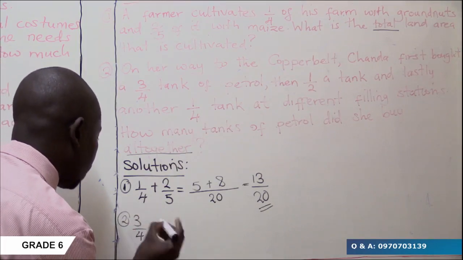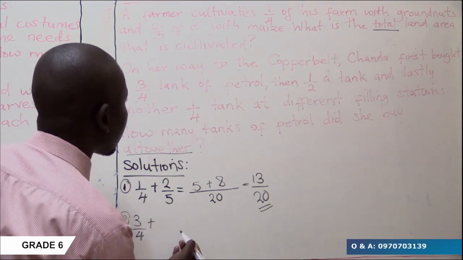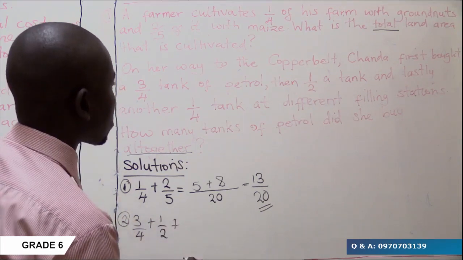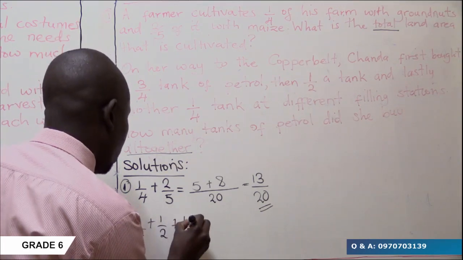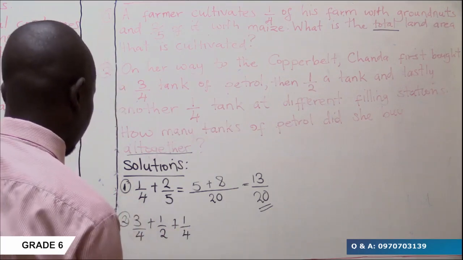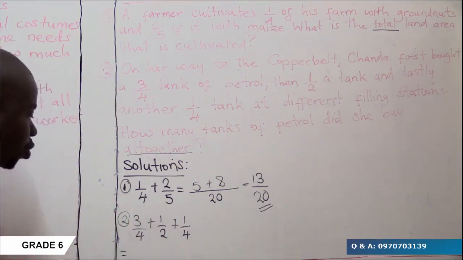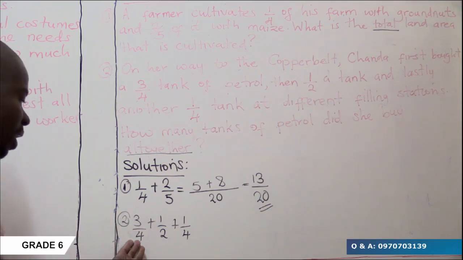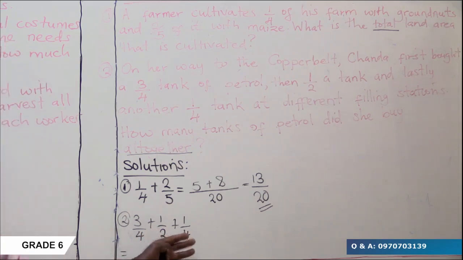So we are going to add 3 over 4 plus 1 over 2 plus 1 over 4. We are going to add the fractions together. So from there, boys and girls, what is the common denominator for 4, 2, and 4?